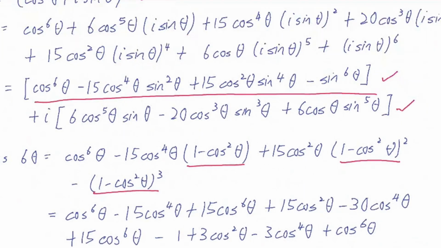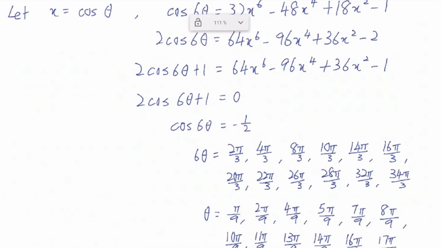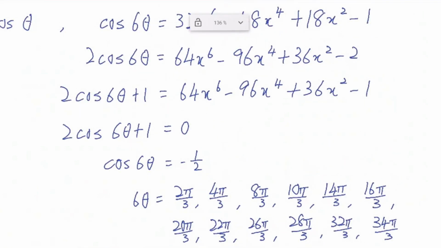With the result there, the question says: hence, solve this equation, giving each root in the form of a cos of k pi. From what we see there, usually the identity is related to the equation. It's somehow related, as you can see the coefficients there are sort of double. The difference is, why don't we have a negative one here? The thing is, we just need to make cos 6 theta equal to a certain value, so we can try to rearrange the equation a little bit.